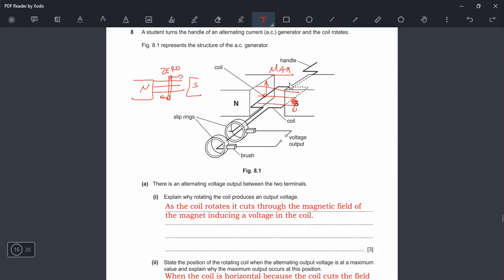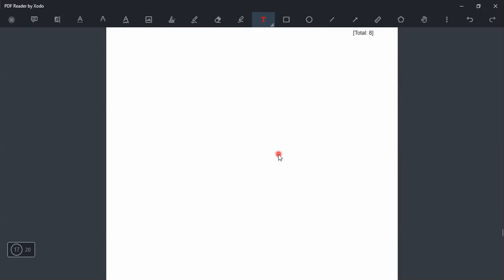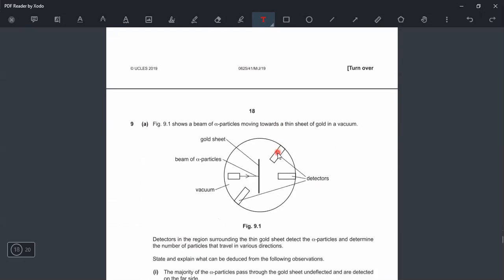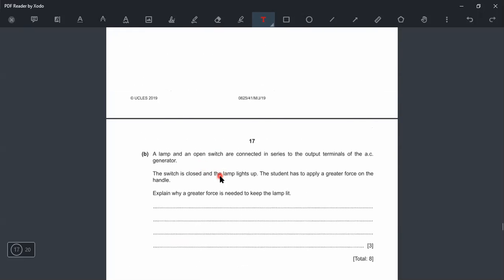This requires a current, which means you need to up the current generated by the coil, which means you need to start spinning it faster, because you need to start supplying more energy. So because you're delivering energy to the lamp, you need to do more work to generate more energy, which is why you need a greater force.